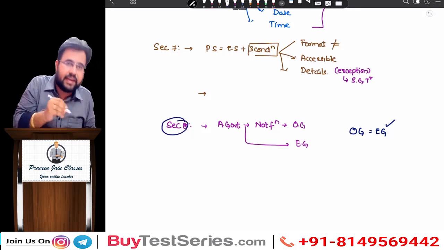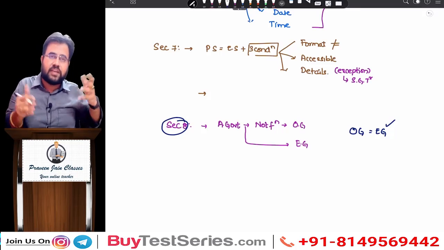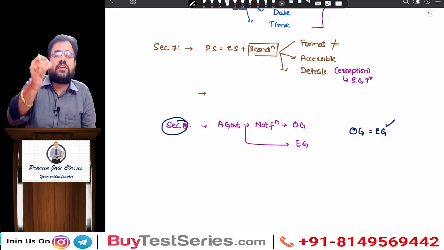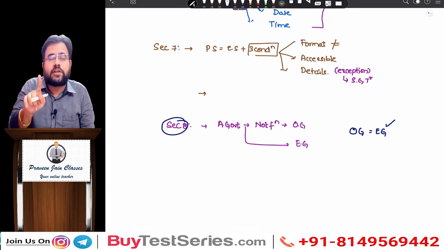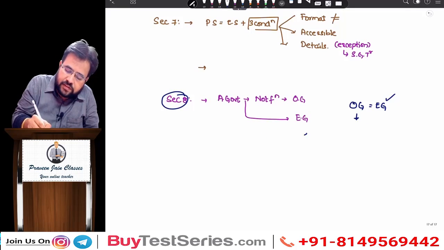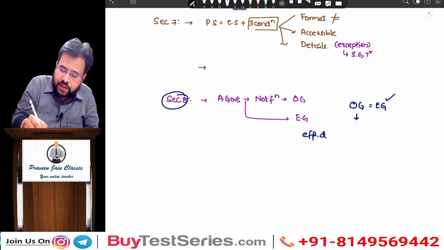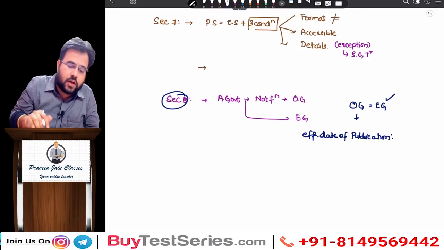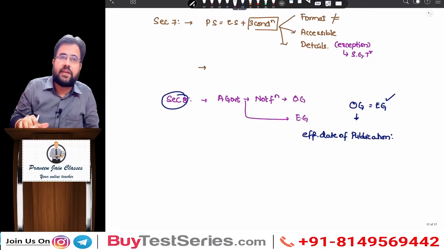Can I say section 8 is saying that OG is equal to EG? Meaning, how much importance we give to a notification in the official gazette, the same importance you should give to a notification in the electronic gazette, sir. Okay. Next point, sir: effective date of publication. Next point I am trying to talk about is what, sir? Effective date of publication. Now what is this effective date of publication?